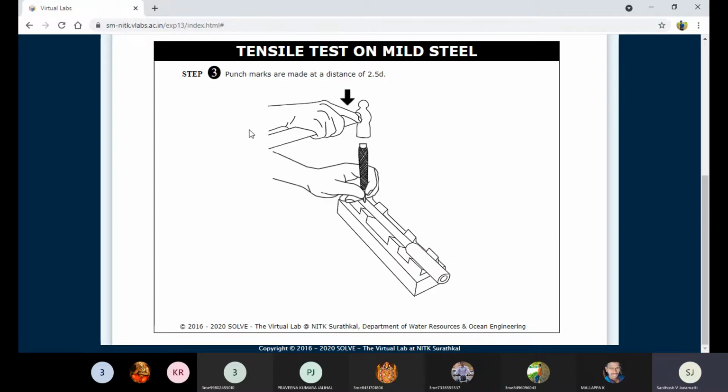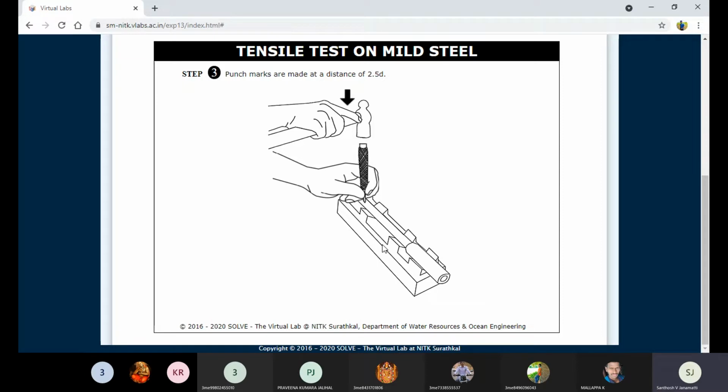So two punch marks are made at the required distance. You need to make punch marks because you need the required gauge length. Sometimes the gauge length may vary depending upon the ASTM standards. Whichever ASTM standard you need to follow, based on that we take a different length of the sample. Once you measure it, you can make the punch mark at both sides. Or else some people use a chalk piece and color codings to mark it.